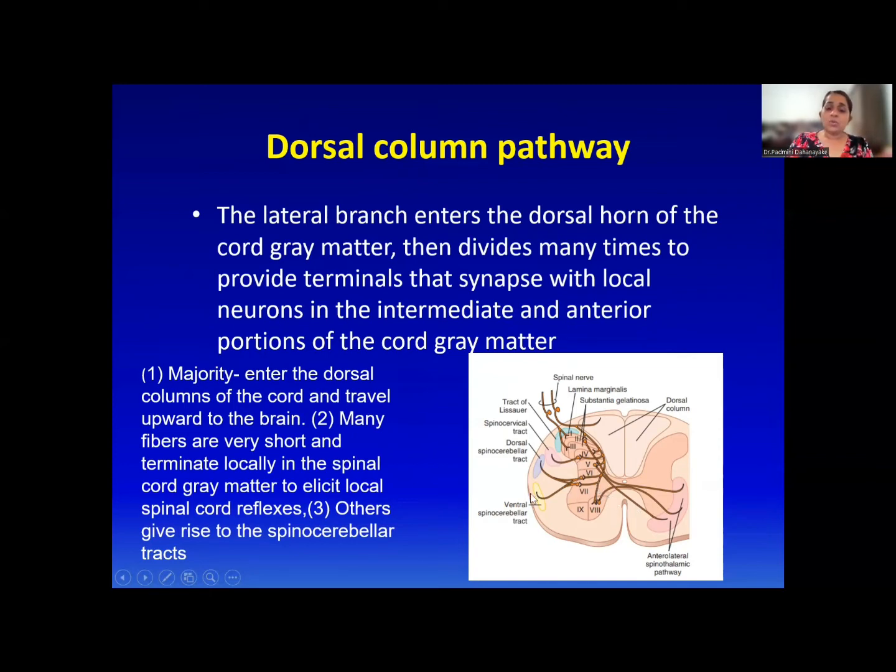You can see the dorsal spinocerebellar tract and ventral spinocerebellar tract, so there are many other branches. So what is the course of the lateral branch? The majority enter the dorsal columns of the spinal cord and travel upward to the brain with the medial branch. Many fibers terminate and mediate local spinal cord reflexes, and very few give rise to spinocerebellar tracts. So there are three pathways of this lateral branch. Remember that. But the most important part is the medial branch, which will quickly ascend in the dorsal column of the spinal cord as its dorsal column pathway.